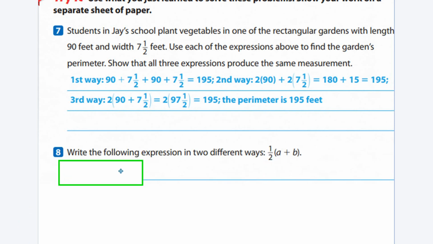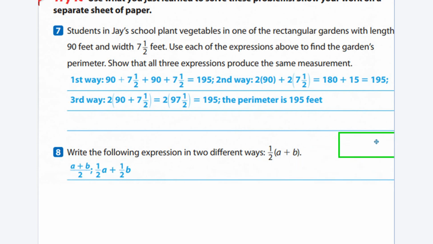Question 8, 2 different ways. There they are. One of them, it's a plus b, right? A plus b, do whatever in parentheses, divided by 2, because it's the same as saying times a half, right? A plus b divided by 2. Let me break that down for you more so you can understand that. Some kids are still struggling with fractions, but you still have a plus b, right?